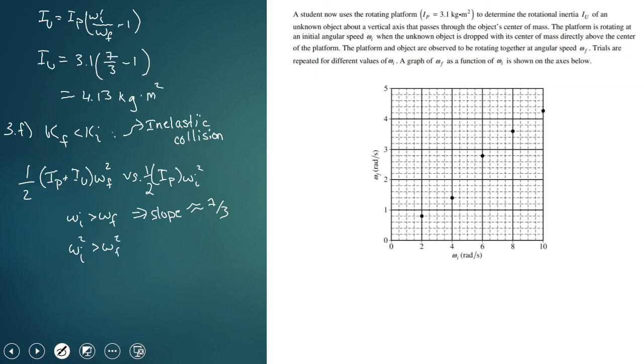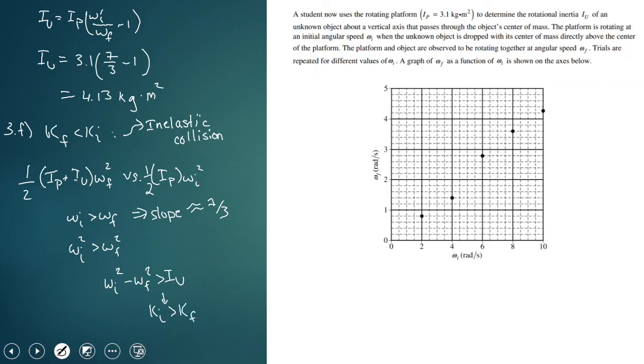And so if we consider the slope as being 7/3, then our net change, so our difference between the squares, would be greater than this, right? Because 7/3 is a value greater than 1, and so when you square it, it's going to be even bigger. And so because omega I squared minus omega f squared is going to be greater than I sub u, our K initial has to be greater than our K final.